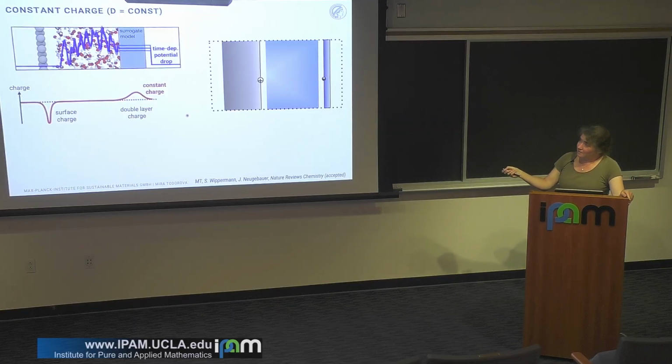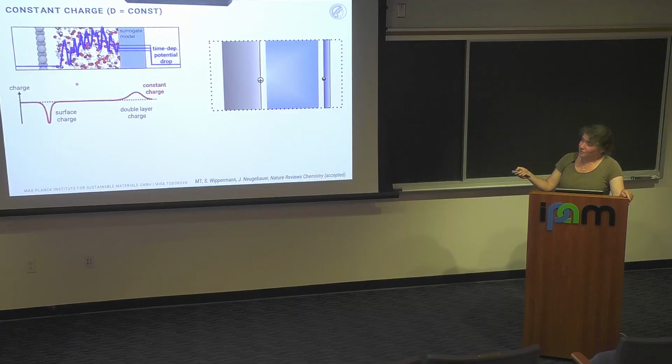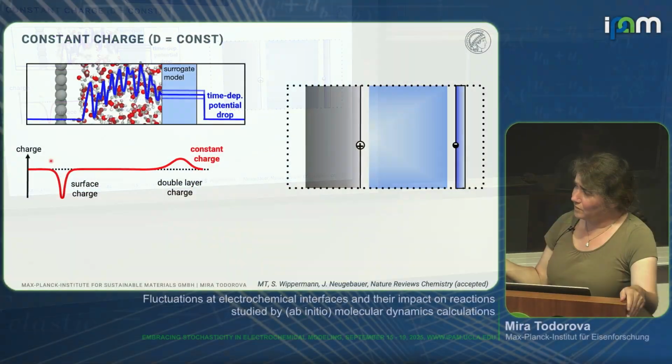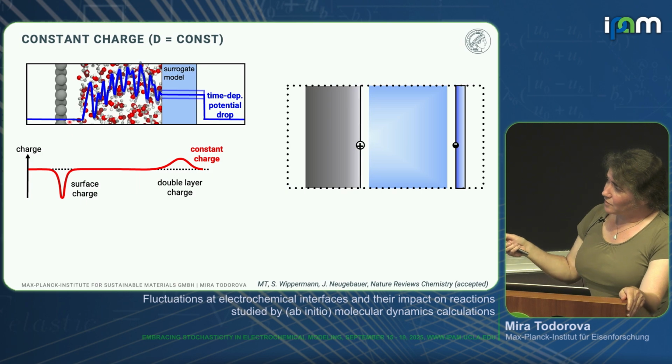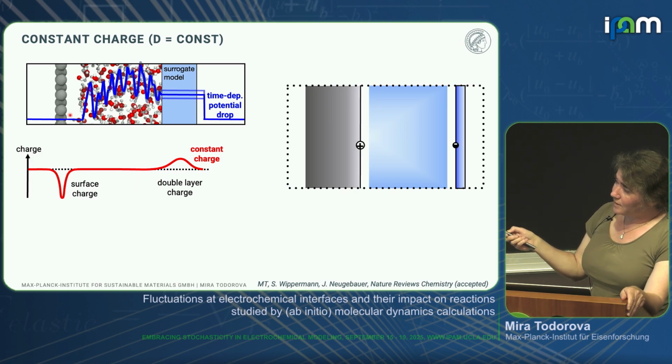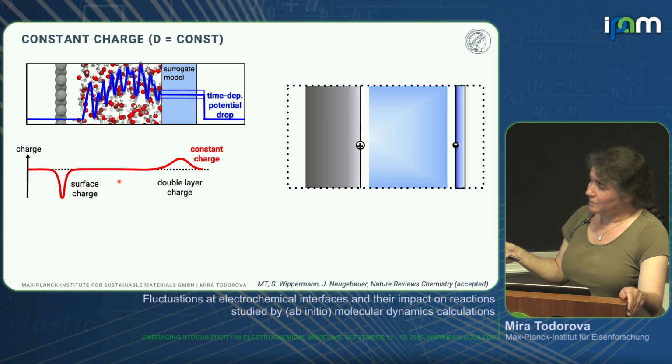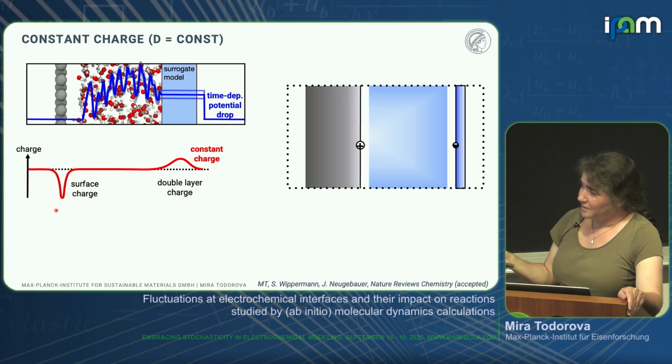Now, constant charge boundary conditions would mean that I put some kind of charge on my electrode, and throughout my calculation, this charge stays the same. So if I look at the distribution of the charge on the one electrode and on the other electrode, here I will have this surface charge. Here I will have a distribution, a constant counter charge.